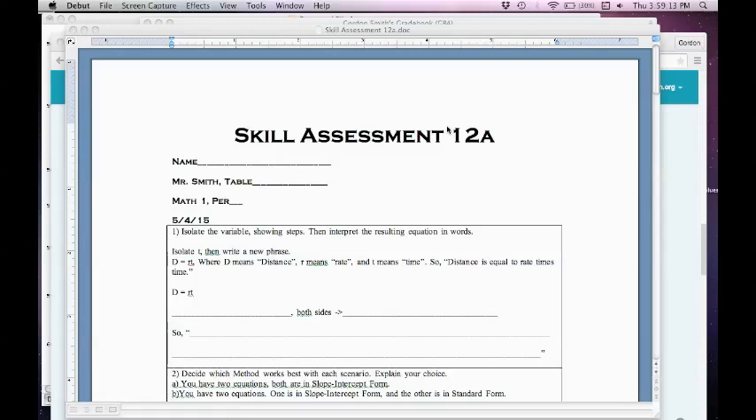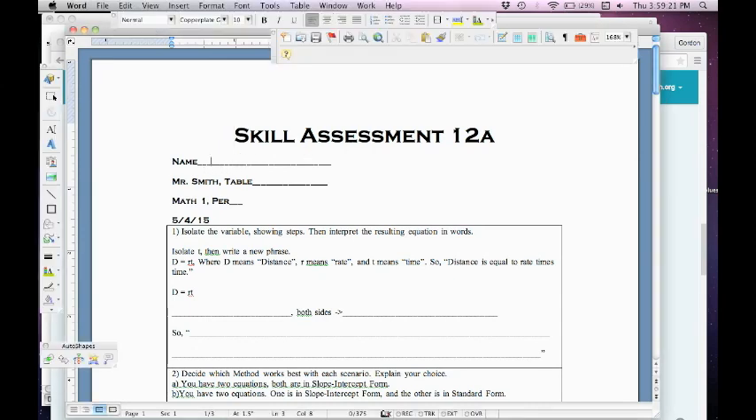Okay, I'm going to show you guys my way of doing skill assessment 12A. For those of you who got B, it's just your bad luck. Anyway, my name is Mr. Smith, so let's put that in there. My table is the podium. Sure, why not? All right, my period is 2, 3, and 6. That's right, I'm the only one lucky enough to be here 3 times. And today's date is the 7th of May.